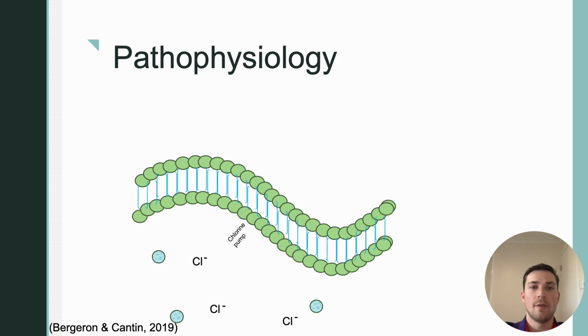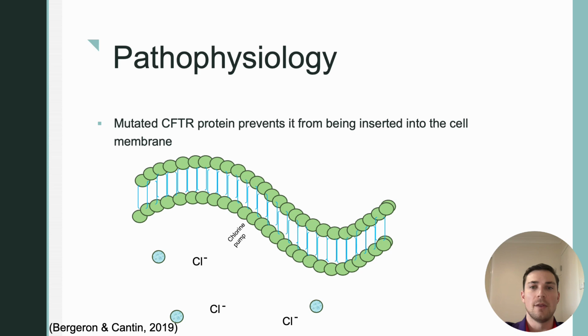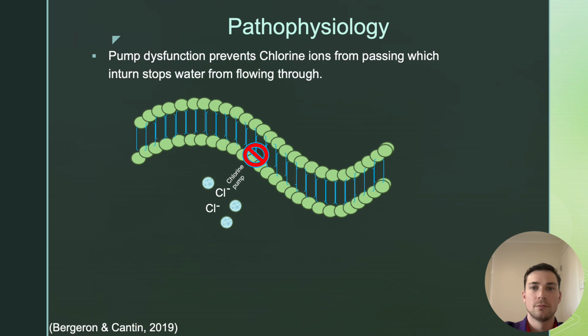The mutation of the CFTR protein prevents it from being inserted into the cell membrane, and with the dysfunction of this protein, the exocrine cells lack the function of the chlorine pump. Stopping chlorine ions from being pumped out of the cell means that the water will not follow and will be held within these cells. This lack of water affects the production and thinning of the exocrine gland secretions.